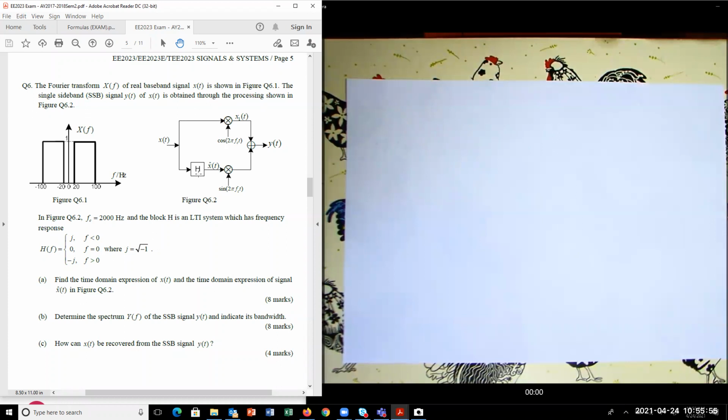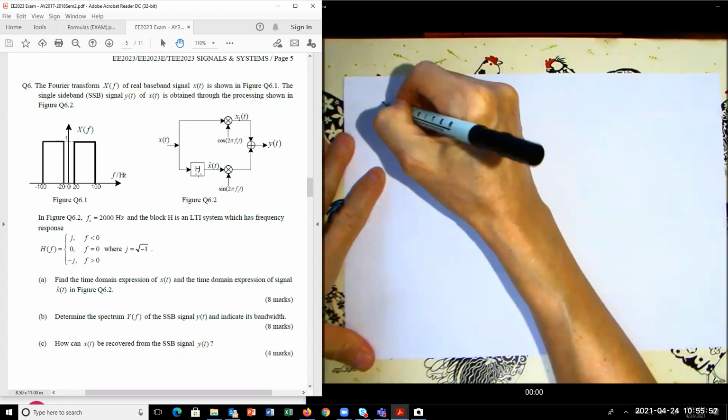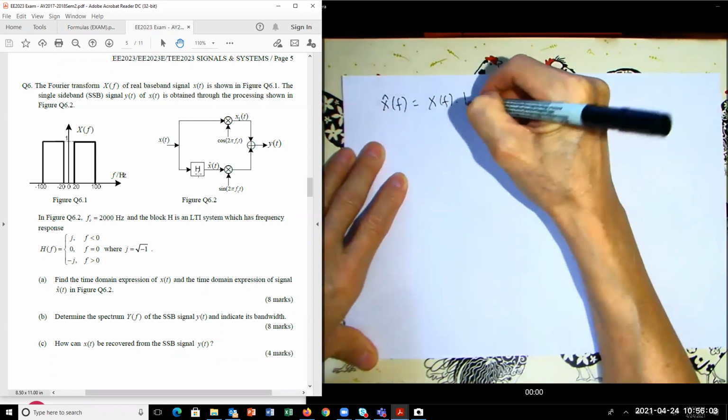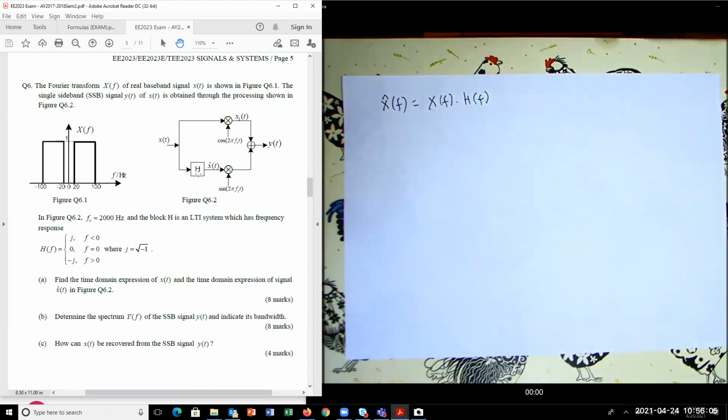Okay, in the frequency domain, X hat will be X times H(f). You don't have to convert. All right, but H(f) has these three things: for negative frequency it is j, at f equals 0 it is 0, and for positive frequency it is minus j. That's what H(f) is.